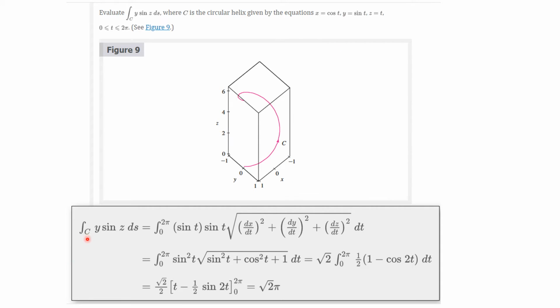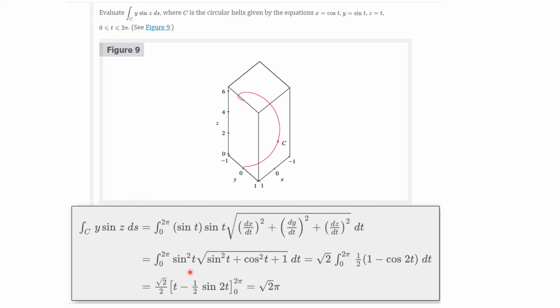So anyway, this integral over C is going to be, and we're going to change everything. So y is sine of t. And then we have the sine of z, but z is t. So the sine of z is another sine of t. And then we have ds, which is this arc length parameter here. And so what we're going to do is take the derivative of x, y, and z with respect to t, and we plug that in.